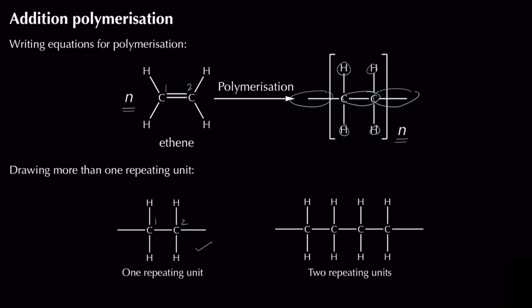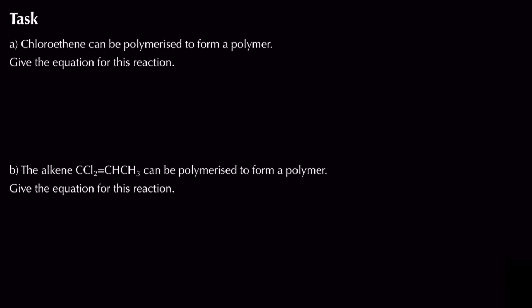When it comes to drawing two repeating units, you're just going to take carbon 1, carbon 2, and then repeat the same pattern again to show two repeating units, with of course your trailing lines there as well. We're showing two repeating units of this polymer rather than one. You can also be asked to draw three, but of course that's the maximum that the examiner has asked for so far. So moving on then, I've got a task for you to do.